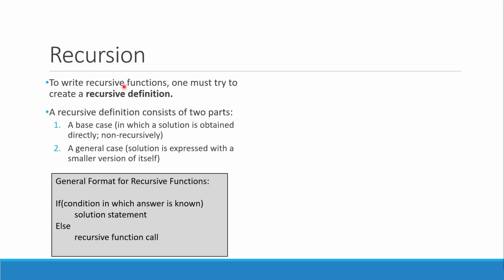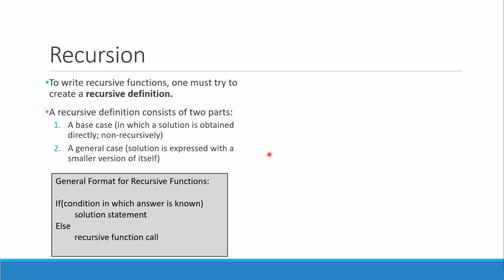So, to write recursive functions, one must try to create a recursive definition. And a recursive definition consists of two parts. One part is the base case. This is the case in which a solution can be obtained directly. In other words, there are no recursive calls being made anymore in order to reach the solution. The other part is the general case. This is the part of the definition where recursion is required, where the function calls itself.